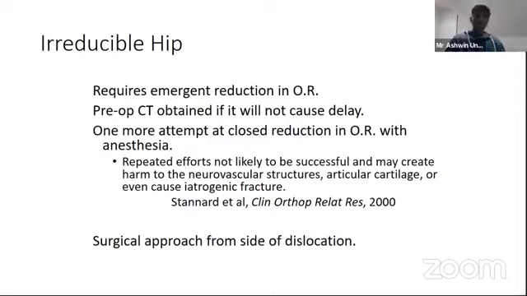So I always ask my registrars or the A&E staff to see if it could be reduced once. Repeated efforts at the same thing are not going to be successful, nor are they going to be helpful to the neurovascular structures or the articular cartilage.